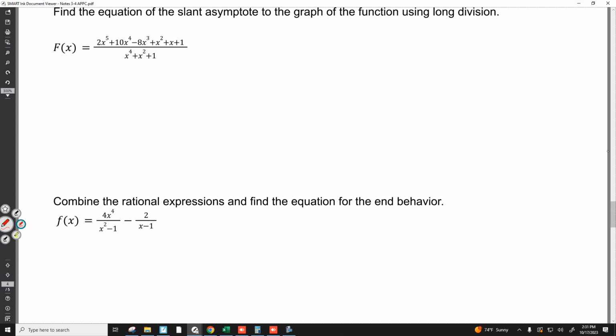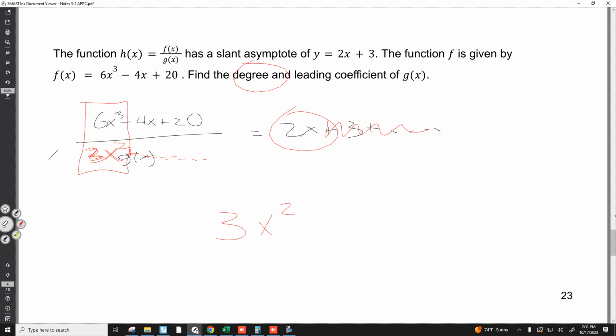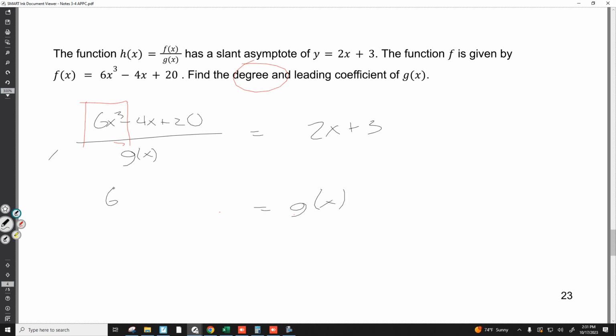So if it's a slant asymptote, then you understand that that function divided by g will give us 2x plus 3 plus a remainder. If you want, you could multiply both sides by g and divide both sides by 2x plus 3, and you'd get that g equals 6x cubed minus 4x plus 20 over 2x plus 3. If you'd like to then divide to get g, you can, but let's pay attention to the division.